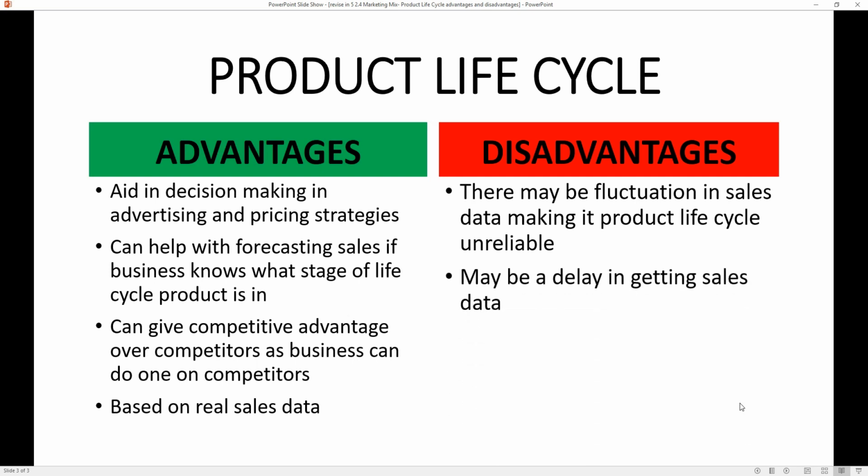Okay. There might also be a delay in getting sales data. Okay, so it relies on real sales data. If you get it in real time or just a slight lag, that's going to be really valuable too. But if you're getting it 5-6 months down the line, you might have missed the boat, and your product is in a different stage of life cycle. You might have missed an opportunity, and you can't capitalize on it. That's going to eventually lead to a decrease in sales.